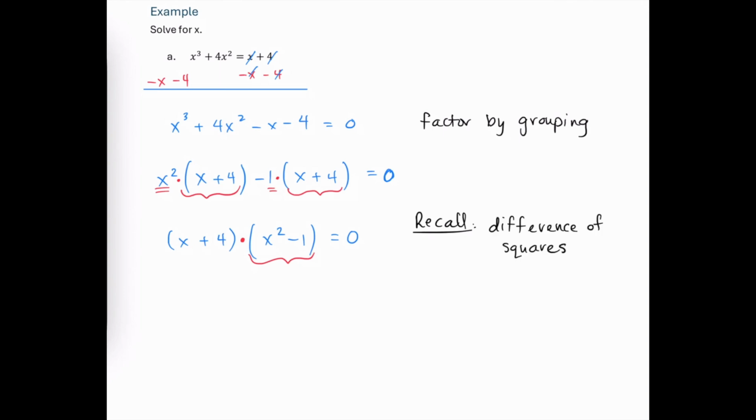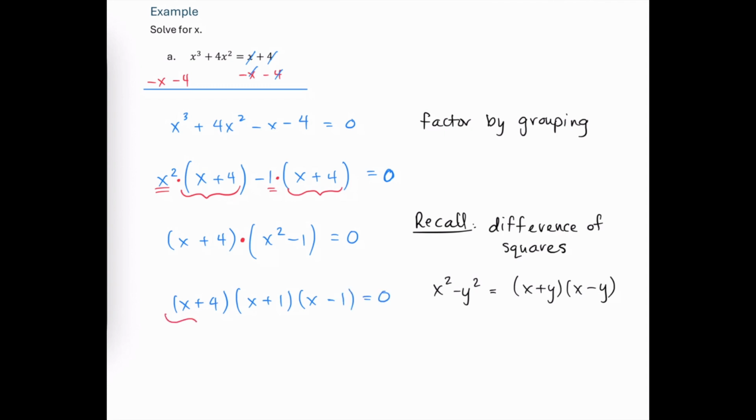X squared minus 1 is the difference of squares, and our formula for factoring the difference of 2 things that have square roots is going to be x plus y times x minus y, which is essentially the square root of the first term plus the square root of the second term times the square root of the first term minus the square root of the second term. So we copy-paste the x plus 4. That quantity does not factor any farther, and we'll factor x squared minus 1 using the difference of squares formula to be x plus 1 times x minus 1, and we're still equal to 0.